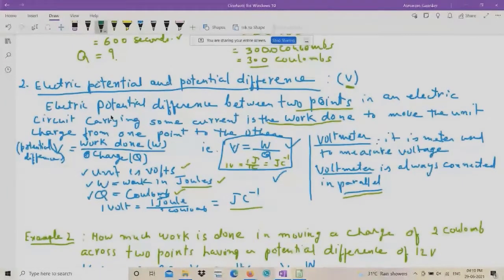Potential difference, or electric potential. And what is the definition of electric potential? Electric potential is always defined for 2 points. Electric potential difference between 2 points. 2 points is very important. In an electric circuit carrying some current, it is the work done to move a unit charge from one point to another.